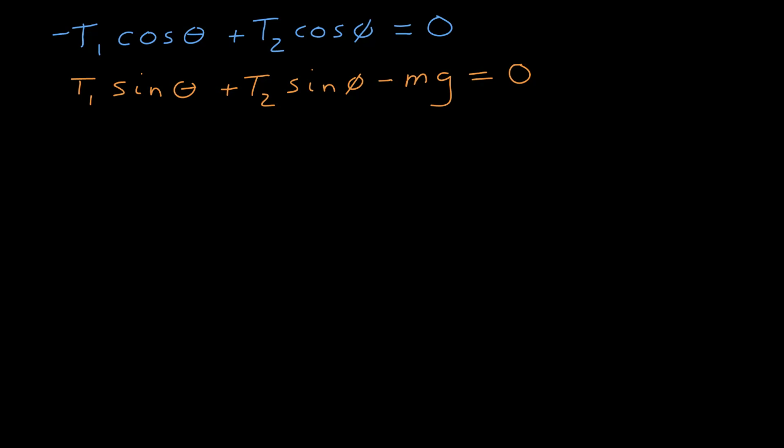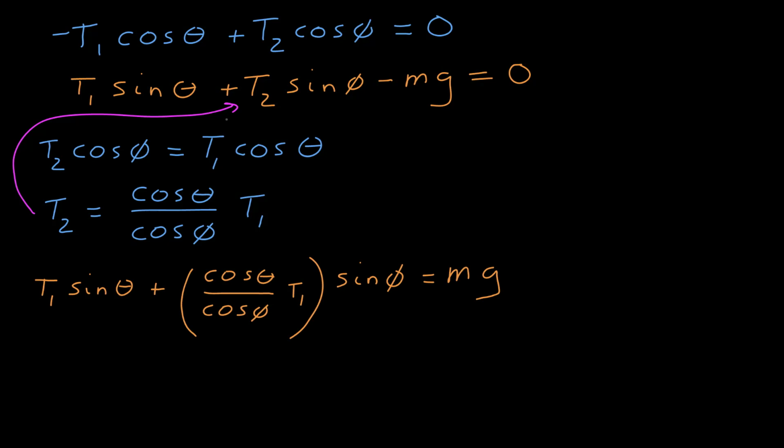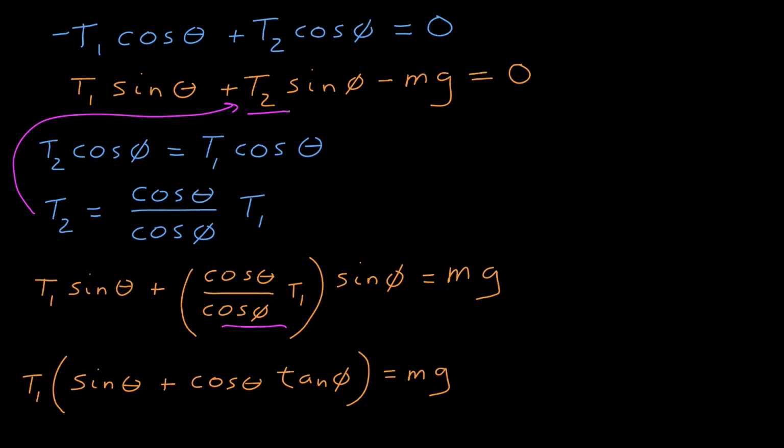Let's take a look at the blue equation first. If I bring T1 to the other side, I get T2 cosine phi is equal to T1 cosine theta, and I can solve that for T2 by dividing both sides by cosine phi, and now I have a relationship for T2 in terms of T1. I can use that to substitute into here, and I should be able to solve for T1. Rewriting that equation, where I've substituted T2 into the orange equation, I can now do some algebra.